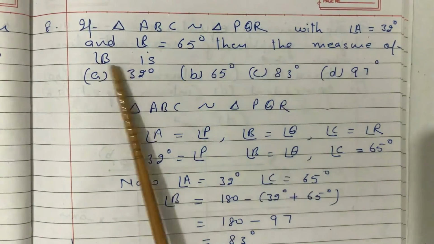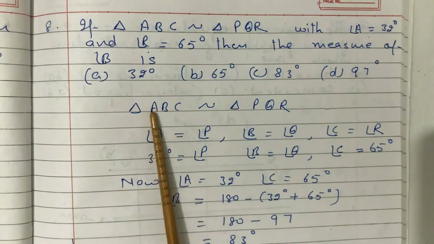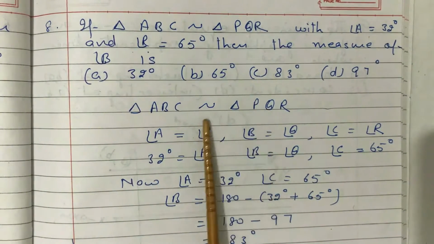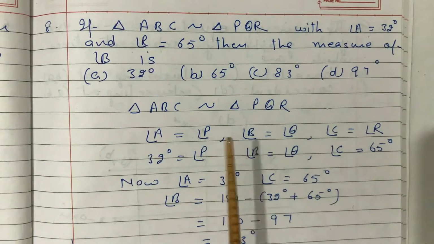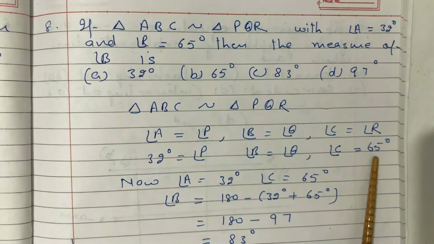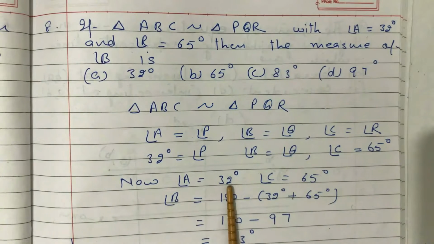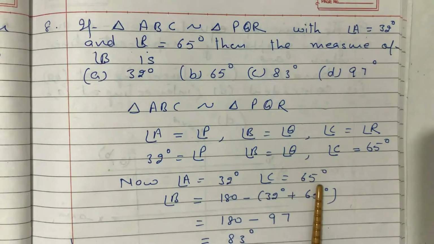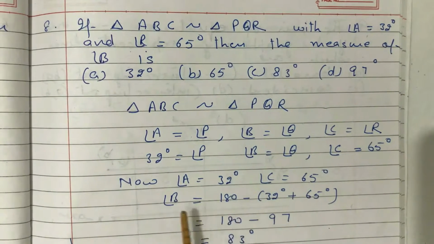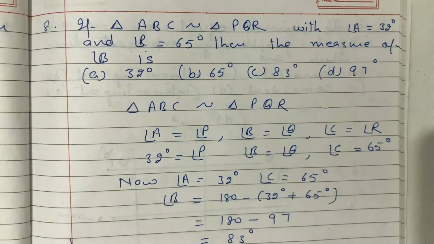then the measure of angle B is? Now ABC is similar to PQR. It means angle A is equal to angle P, angle B is equal to angle Q, and angle C is equal to angle R. Angle A is 32 degrees, angle R is equal to 65 degrees. It means angle C is equal to 65 degrees. Now angle A is 32 degrees, angle C is 65 degrees. So since ABC is a triangle, angle B is equal to 180 minus 32 plus 65, that is 83.